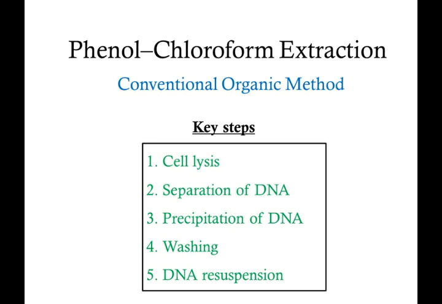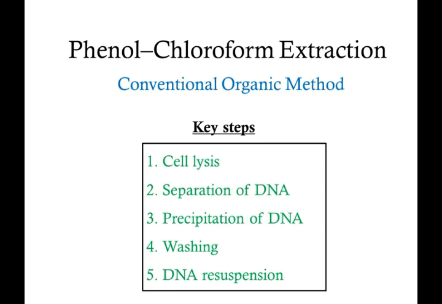So, to isolate this highly supercoiled DNA from the cell nucleus, we need to break open the cell membrane and the nuclear membrane, digest all the proteins, and remove the lysate containing cellular lipids, digested proteins, and other debris before isolating the purified DNA.